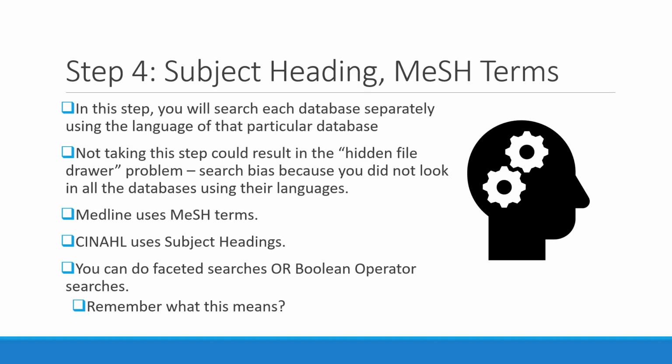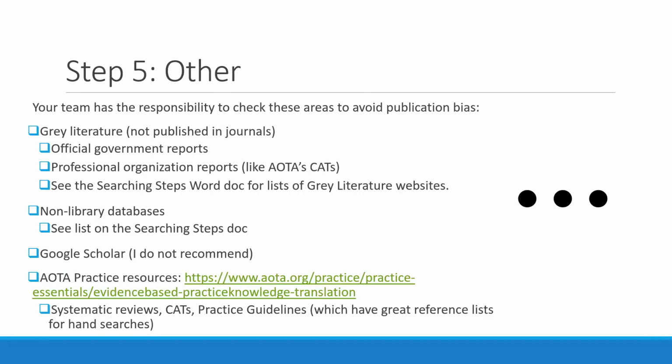So, subject headings and MeSH terms. This is much like keyword searching, but instead of using your terms, you're going to use their terms. You have to take this step because there could be articles that are in a, quote, hidden file drawer because you didn't search using their terms. So, Medline, you use MeSH terms. CINAHL, you use subject heading terms. You can use these with faceted searches or Boolean operator searches, meaning keyword searches, as well. Either way you go, just make sure you're documenting how you do it. But make sure you take this step as well. So let me repeat that. If you have a database that has its own terms, make sure you also search using that database's own terms.